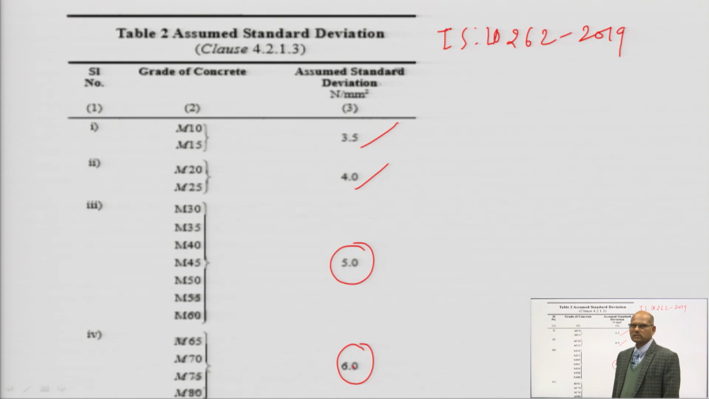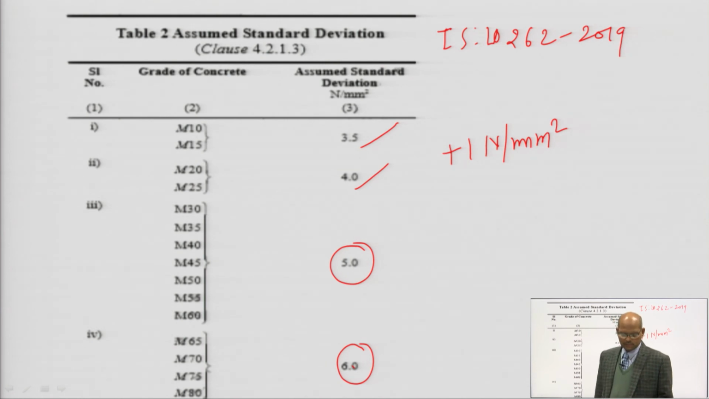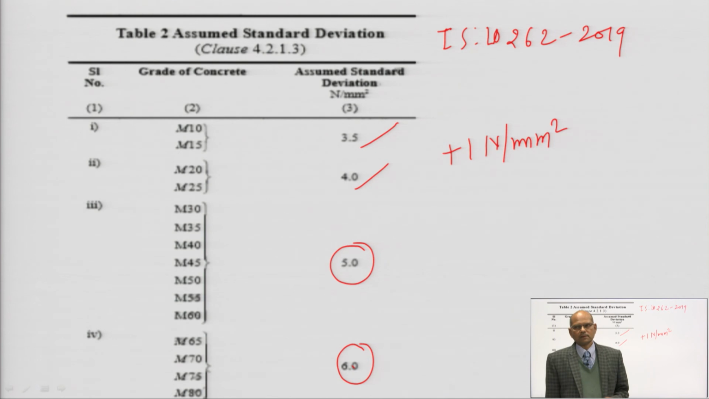and this is if the quality of supervision is good. If the quality of supervision is not good, in that case we have to increase this value by plus 1 Newton per mm square, which means once again we are giving more tough conditions, so that at least you will get the characteristic strength in the field.